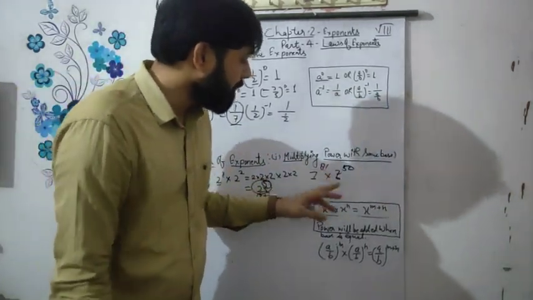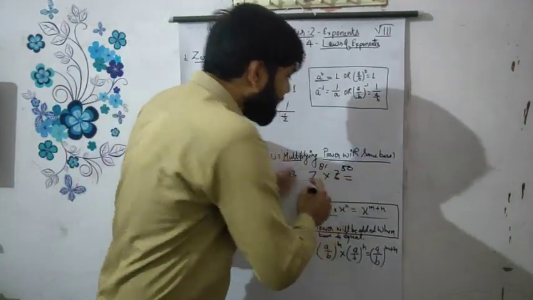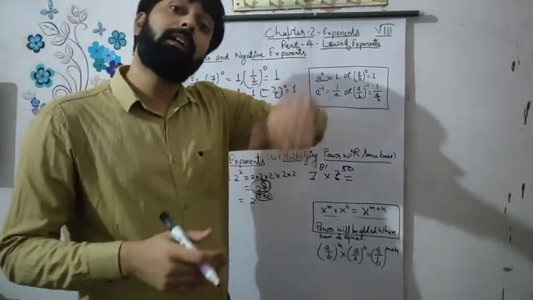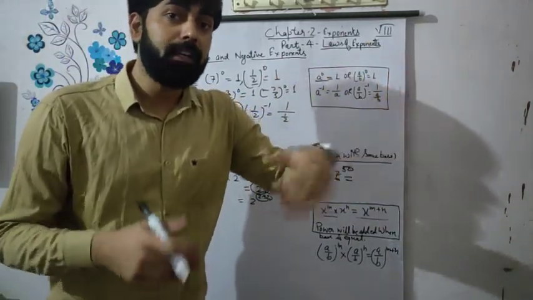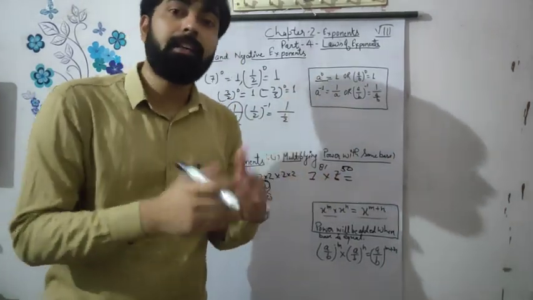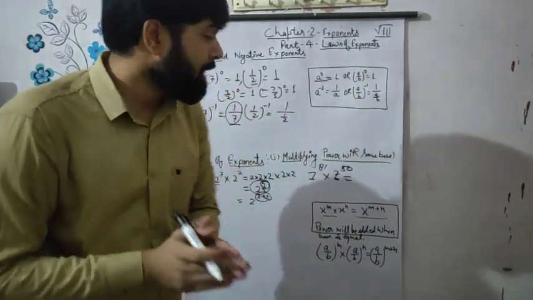7 power 81 multiplied by 7 power 50. We cannot write or expand this in the copy, because it is 7 multiplied 81 times. This is very tough. This is very difficult for you. We cannot write in the copy 7 multiplied 50 times. This is very difficult. So for this type of question we have laws, and this is the first law.